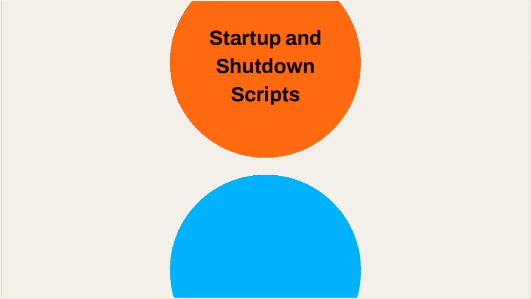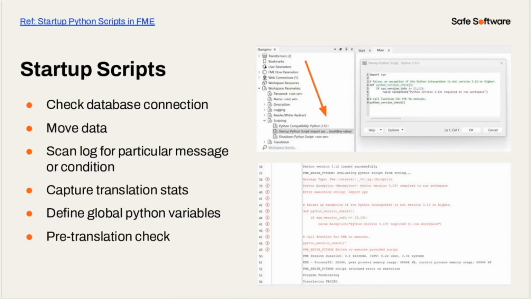So I'll start off by talking about startup and shutdown scripts. A startup script is executed before the translation process begins and after the log file has been opened. This occurs once the mapping file has been fully parsed, including the execution of any scripted parameters, but before the readers start their processing.